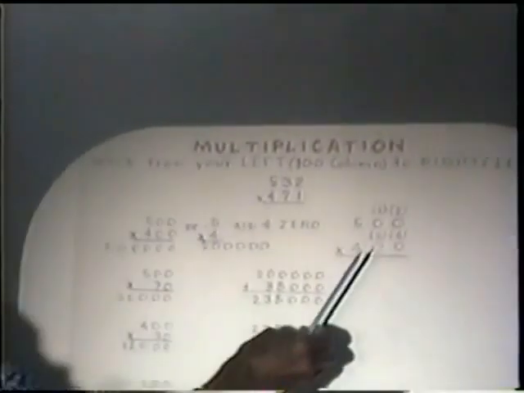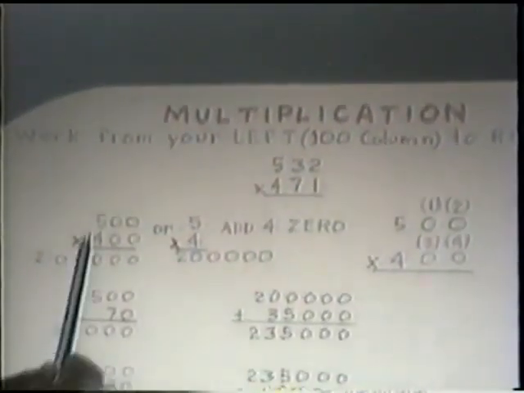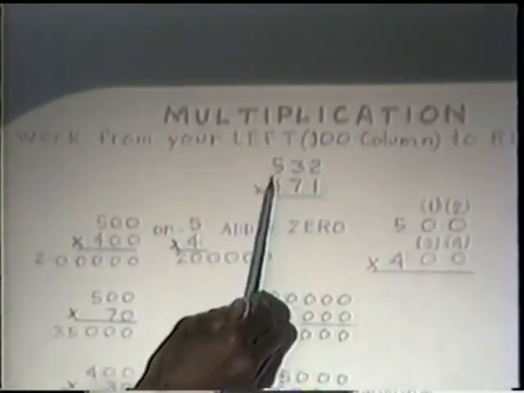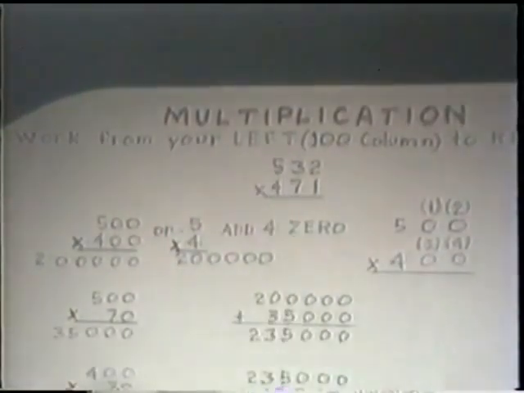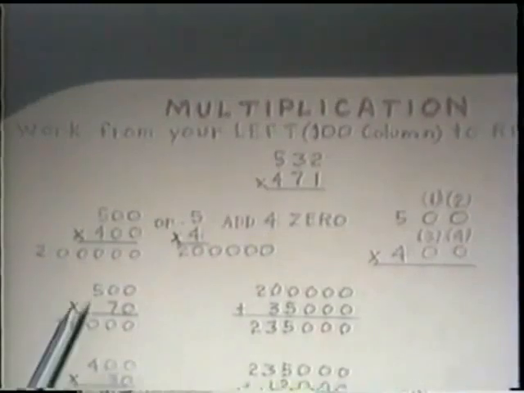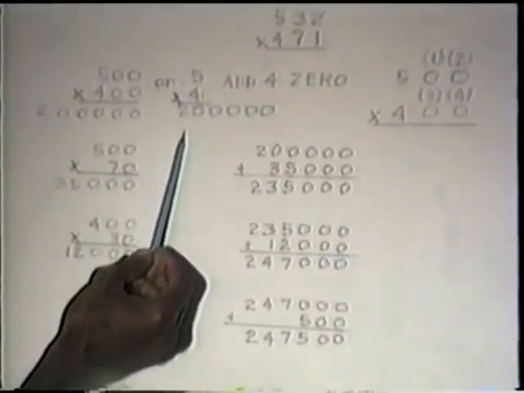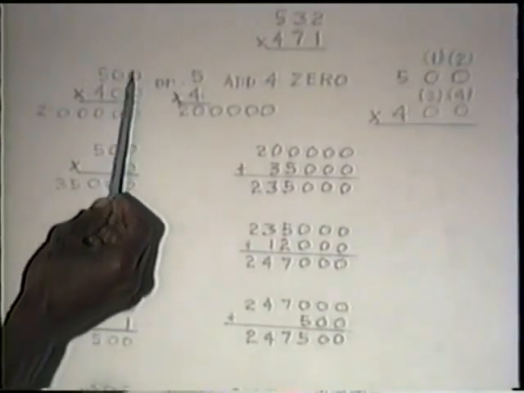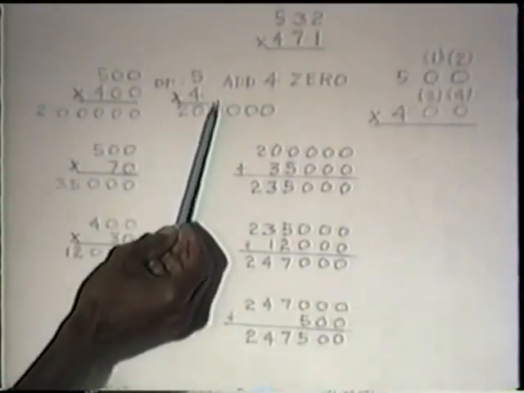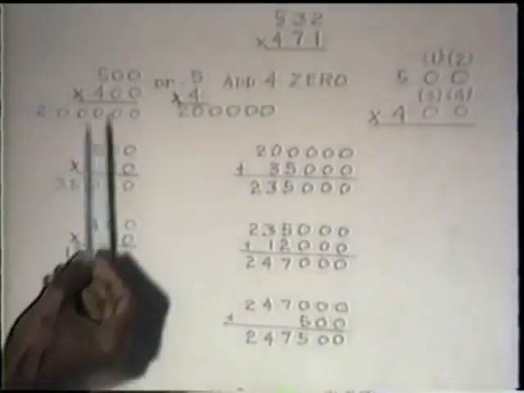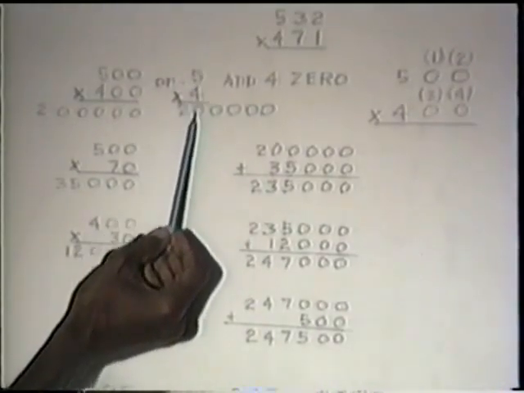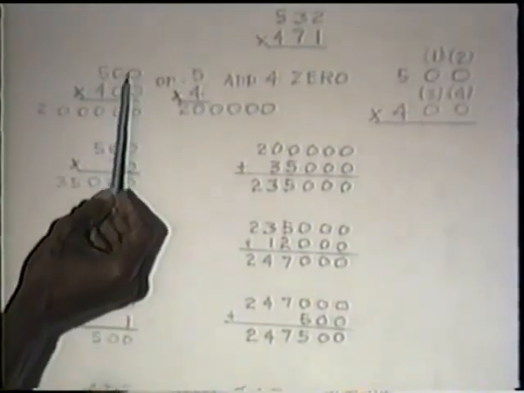The first thing we're going to do is multiply 400 times 500, because this number here is 532 and this is 471. So we're multiplying the 500 and the 400. Easy way to do that is multiply 4 times 5, get 20, and then add 1, 2, 3, 4 zeros.